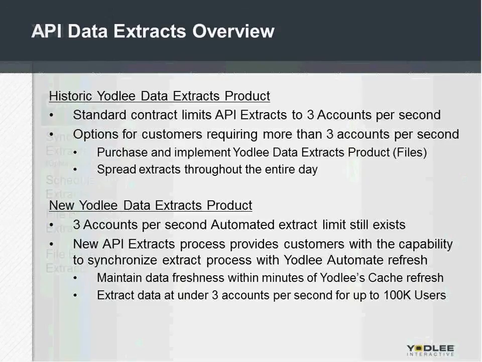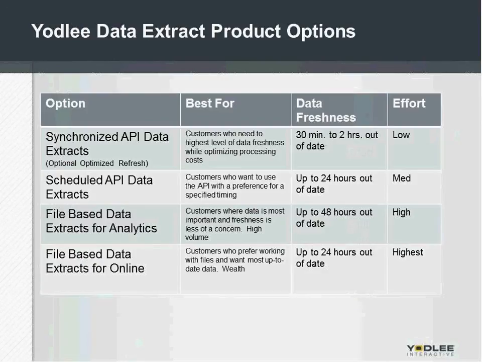We'll get into an example of how this works next. Starting off with the new Yodlee Data Extract product options, we have 4 of them, and we're now tailoring this solution based on customer needs. The one we're going to focus on is synchronized data API extracts, and this method is really intended for customers who want to use the API. They don't want multiple interaction points with Yodlee via files and an API. They're looking for data freshness to be as optimal as possible, and for a relatively low implementation effort. So this is the one we're really trying to promote for our customers to use.